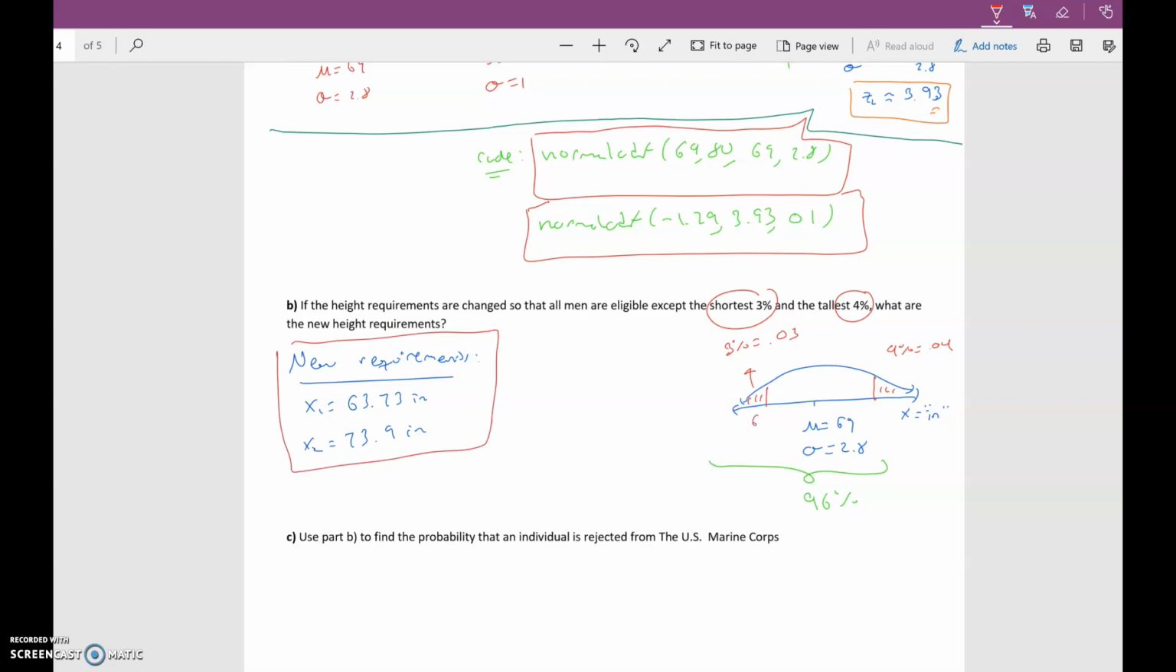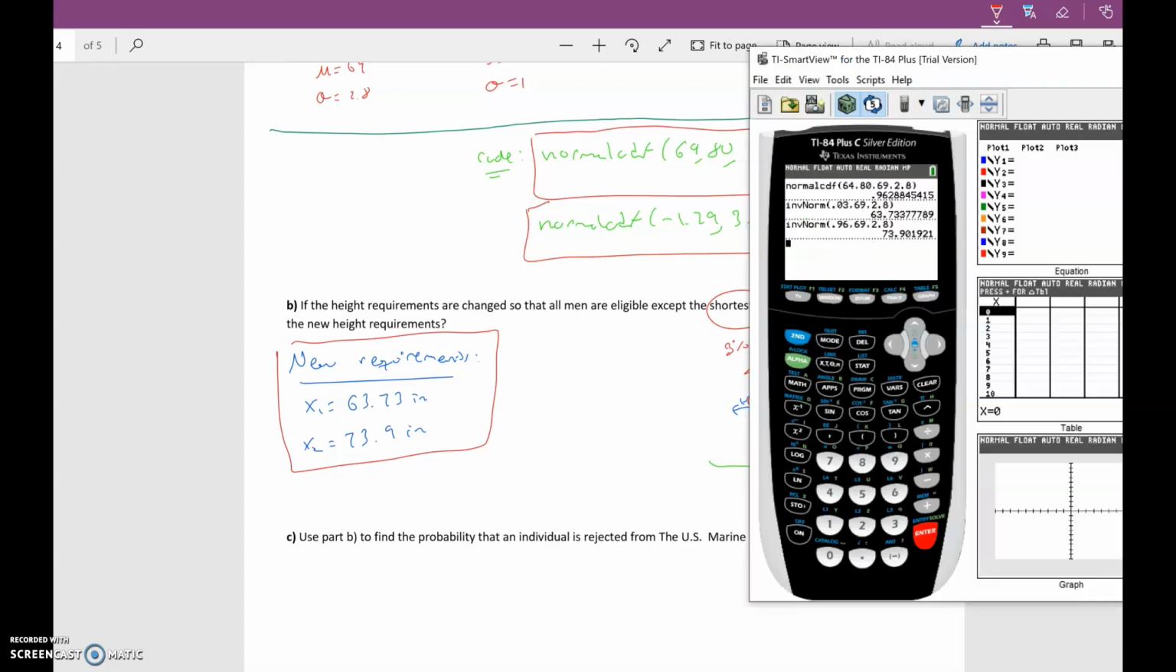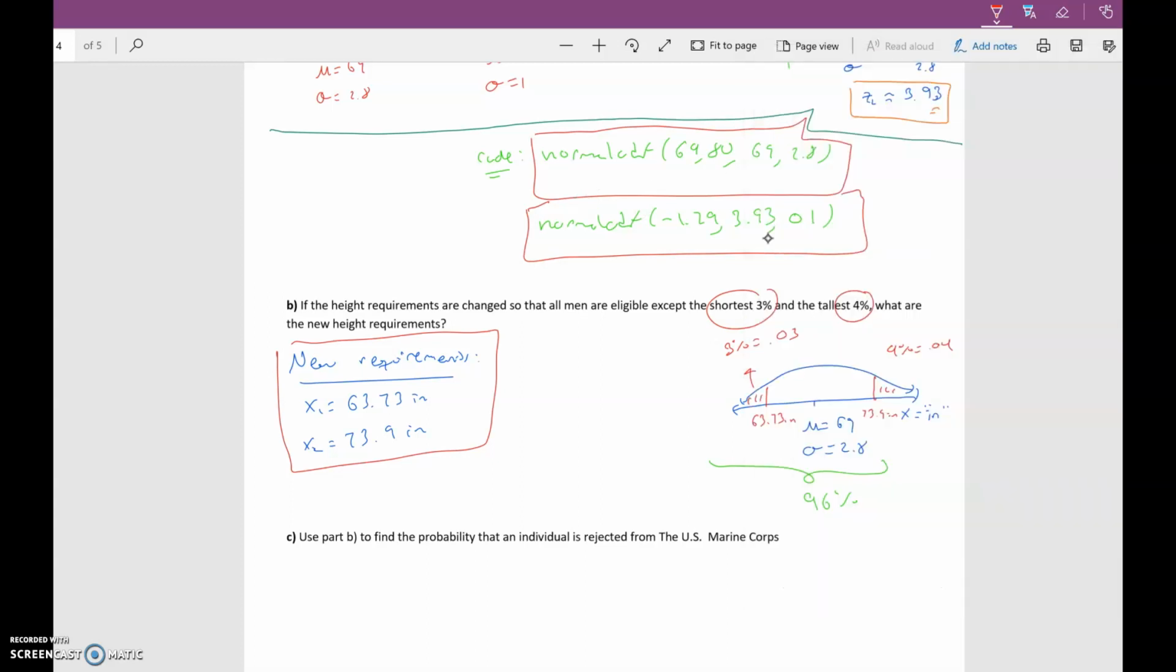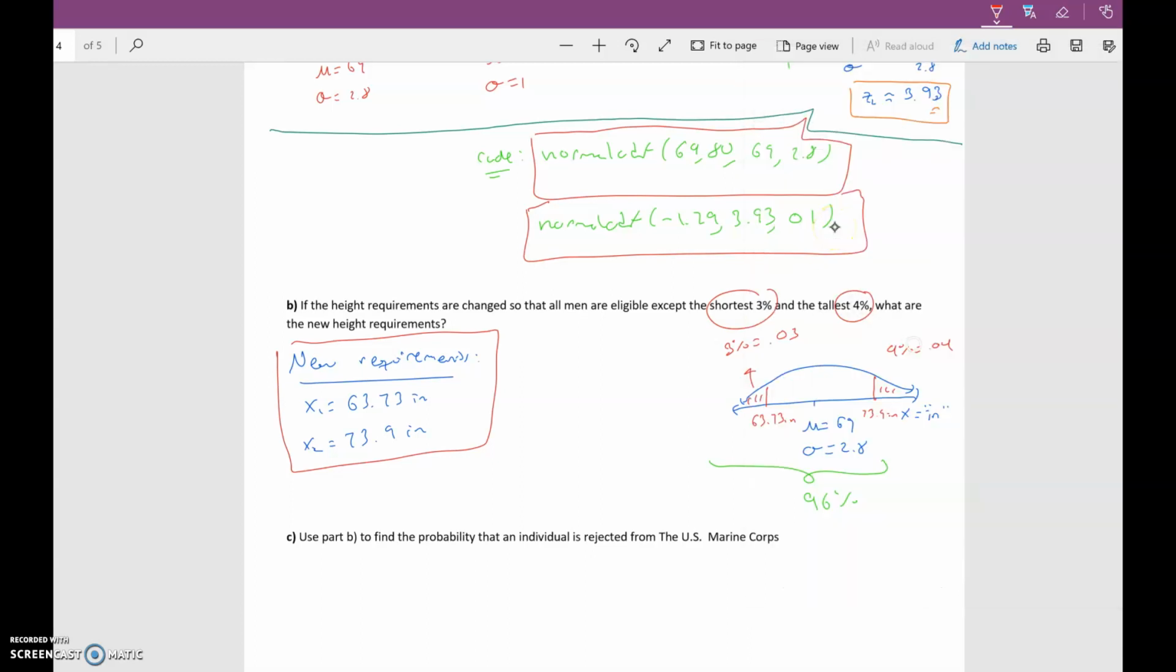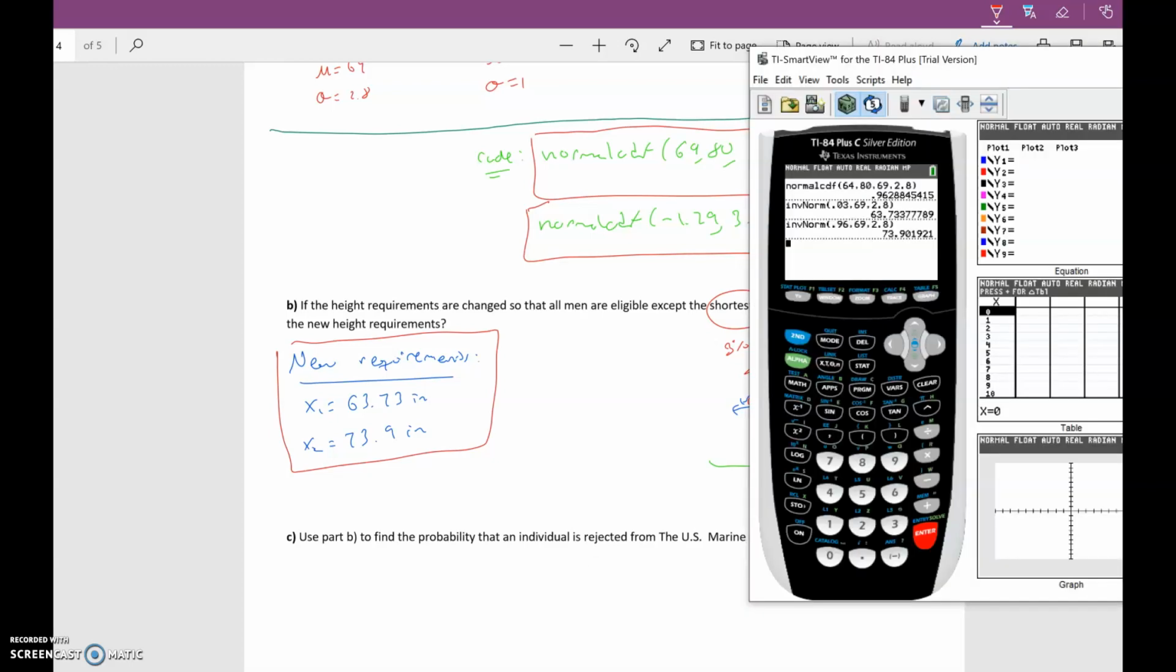So this one will be 63.73. This one will be 73.9 inches. Okay, I do need the code. So if I were to give you one of these problems on the final or on the next exam, and you're doing it by paper, I want to see you write the code on the side. Same idea as what we did here. And once again, inverse norm only works for area to the left. So if you accidentally put 4%, that would be up here, so that wouldn't give you the 73, it would give you some other value.